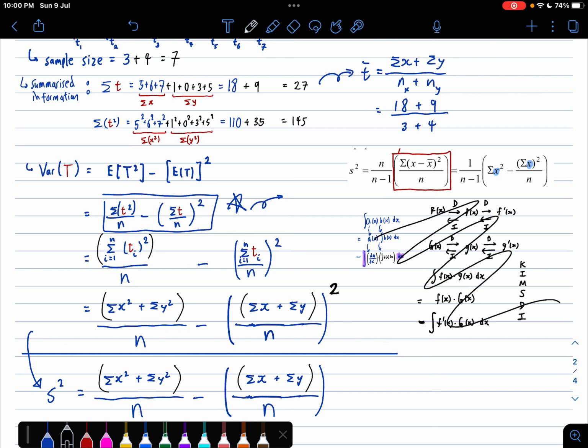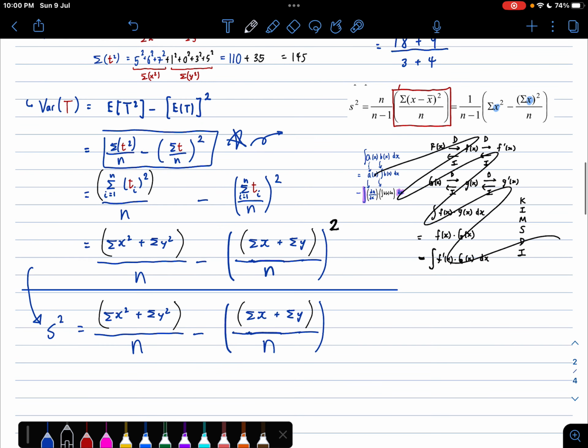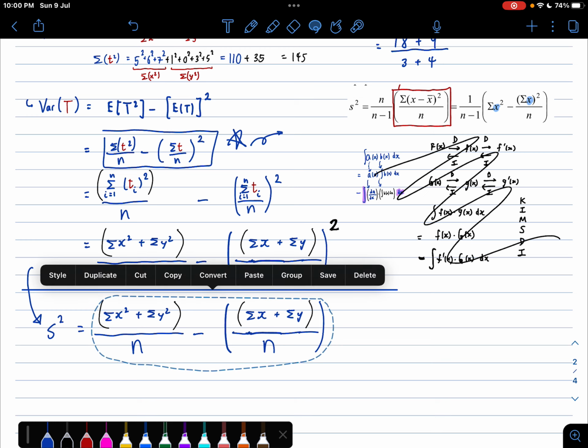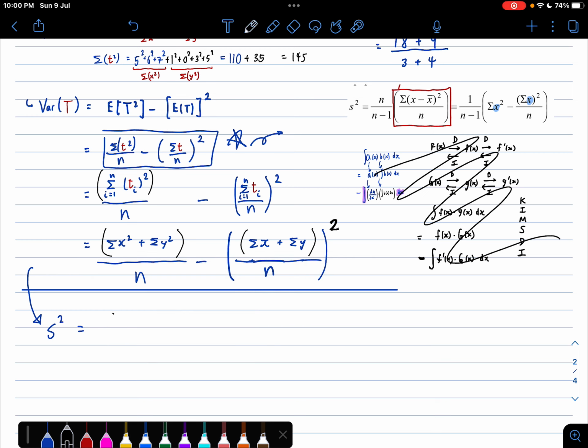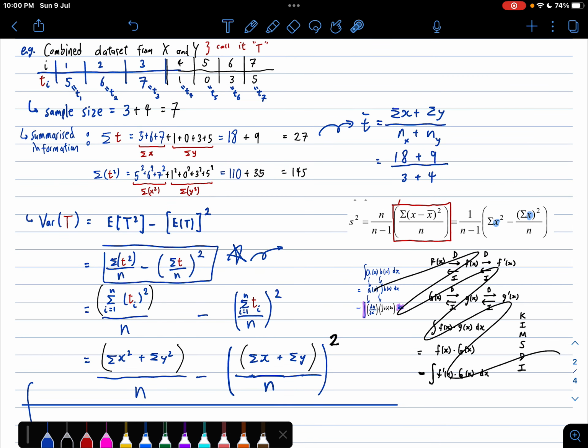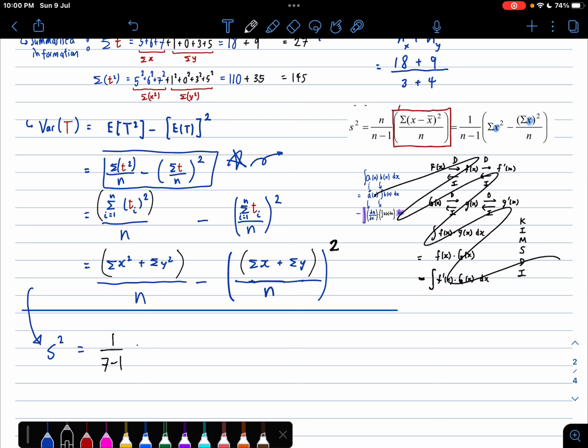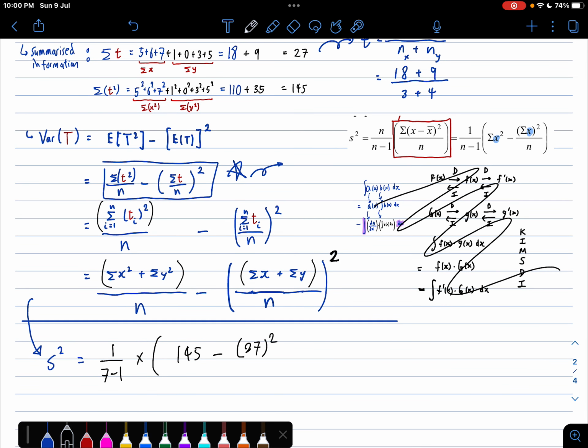But how do you calculate s square? In this case, s square is actually not this formula, sorry. S square will really just be 1 over n minus 1, but this time n is what? The total sample size, which is 7 instead. So 7 minus 1. And then you multiply by the summation of t square, which is, how much is it? 145 minus the summation t, which is 27, in brackets squared, divided by n. In this case, what's my sample size? 7, right? Okay, then that will be your s square.